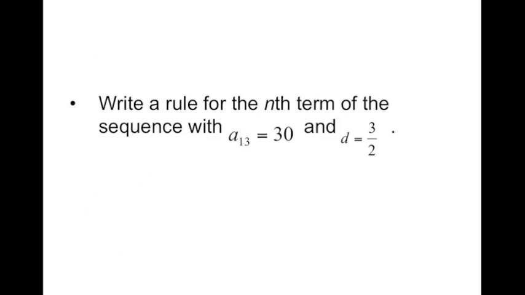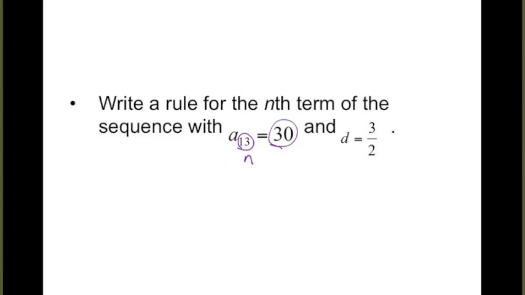All right, the next one wants us to do the same thing, to write a rule for the nth term of the sequence, but instead of giving us the beginning of the sequence, they gave us the 13th term. When it says a sub 13, that means this term is the 13th in line. So now we have an n value of 13, and an a sub n value of 30. We don't know what a sub 1 is because it didn't tell us the beginning. We're going to use the same formula, we just have different things that we know in this problem.